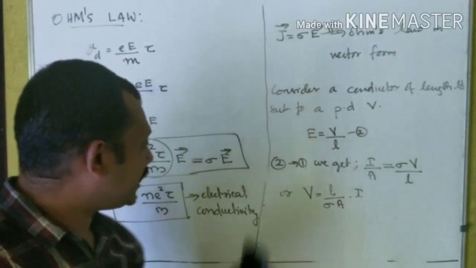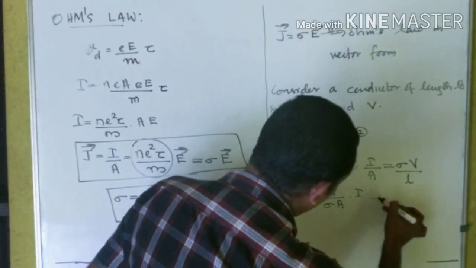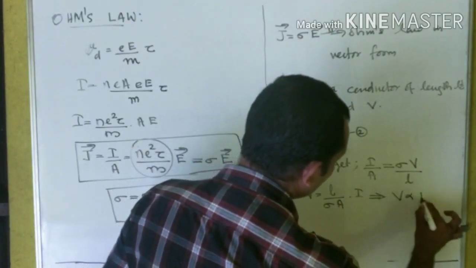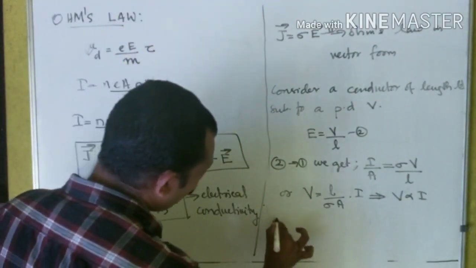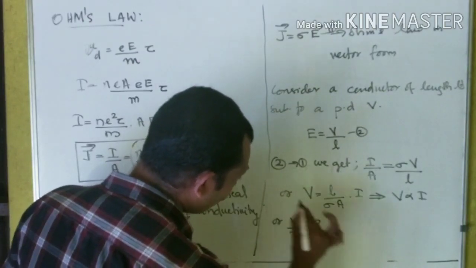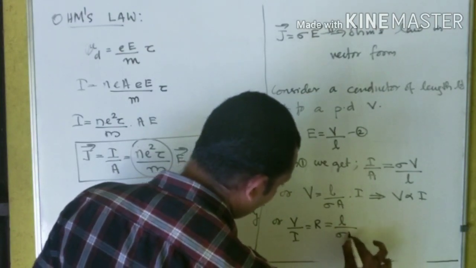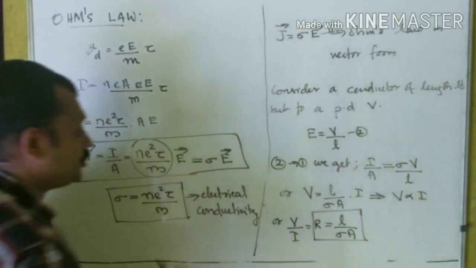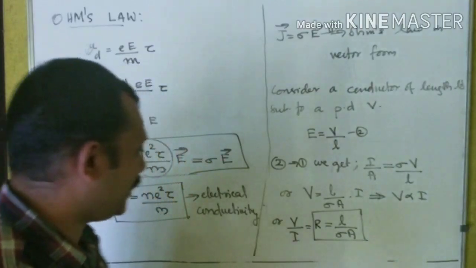Sigma is electrical conductivity, that is a material and temperature dependent constant, which implies we will arrive at that famous equation: V directly proportional to I, or V by I is equal to R. From here I can say V by I is equal to L divided by sigma A. This is the expression for the electrical resistance. Electrical resistance R is equal to L divided by sigma A.